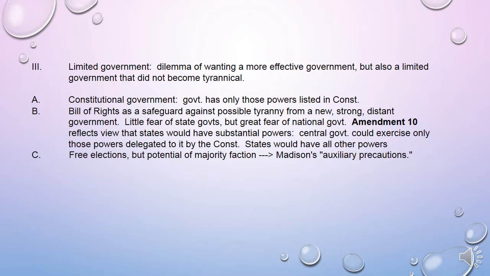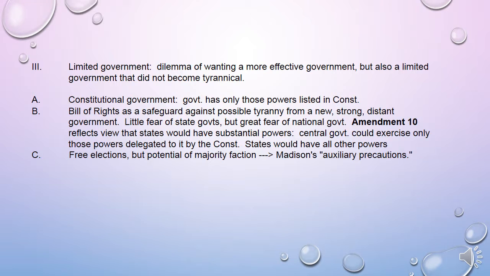However, the Constitution is broadly written. So the Bill of Rights is a safeguard against possible tyranny from a new, strong, distant government. Little fear of state governments, great fear of the national government. Therefore, it brings in Amendment 10, that reflects the view that states would have substantial powers. The central government could exercise only those powers delegated to it by the Constitution. States would have all other powers.